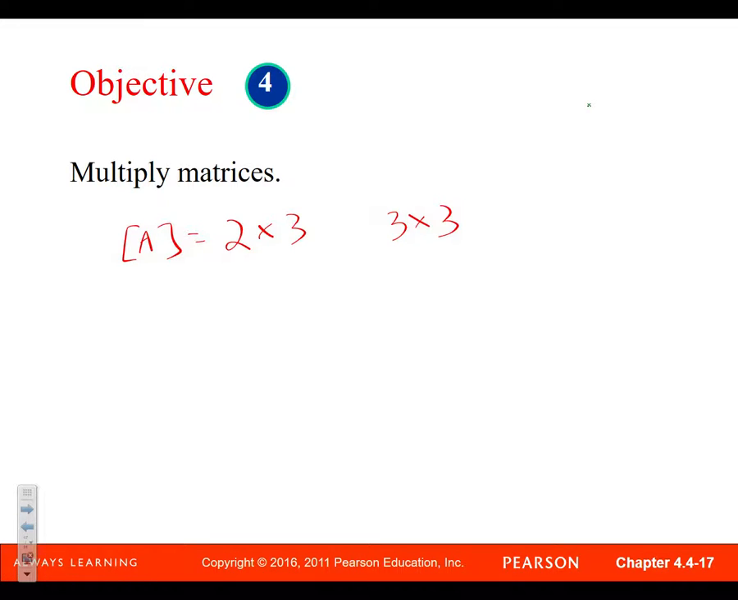Always put them side by side, and look at the two inside ones. If the two inside match, then you're going to get an answer matrix that is the dimensions of the two outside numbers. So in this case, my answer matrix would be a 2 by 3. Please make sure you understand that. Put the two matrices' dimensions side by side like I did. Check the inside and see if you can do it.